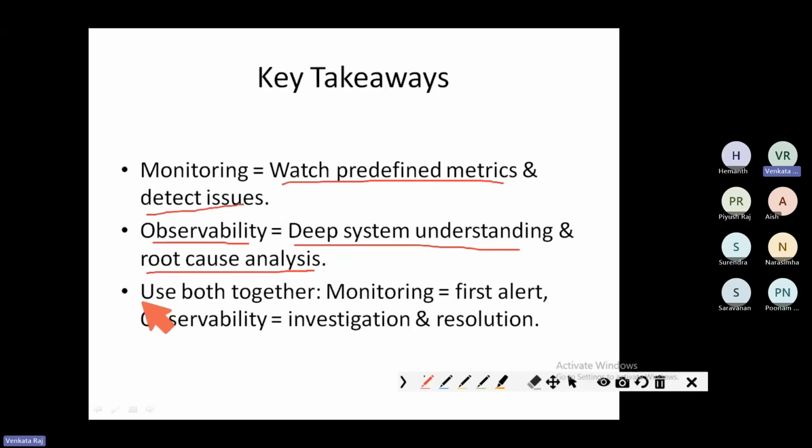So if you use them together, first you will get the metric or get the alert as part of monitoring, and then you will investigate and resolve the issues. Okay.